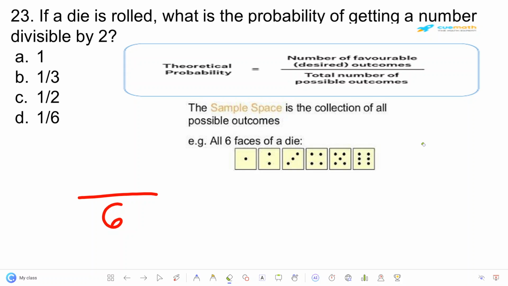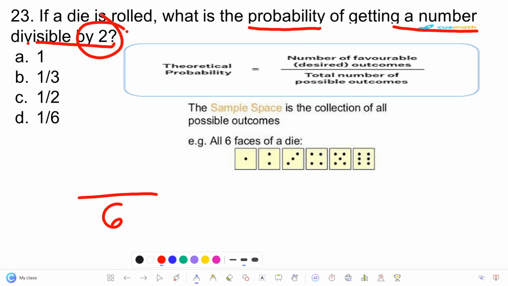So, ang tanong dito is, what is the probability of getting a number divisible by 2? Ngayon, tingnan mo ngayon sa sample space mo, alin dyan ang divisible by 2? Is 1 divisible by 2? Of course not. Is 2 divisible by 2? Yes. Is 3 divisible by 2? No. Is 4 divisible by 2? Yes. 5? No. 6? Yes.